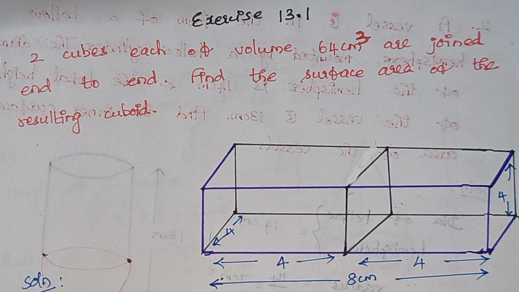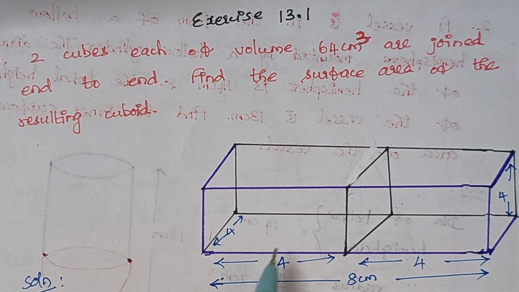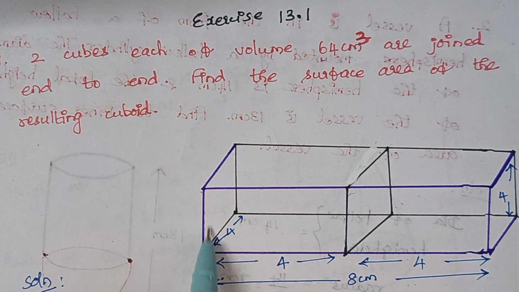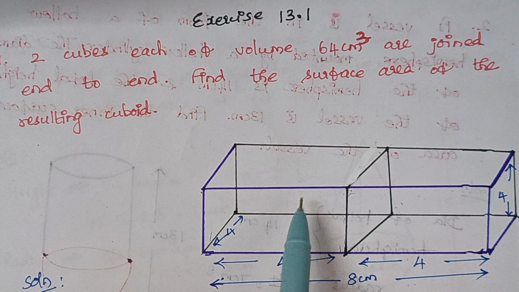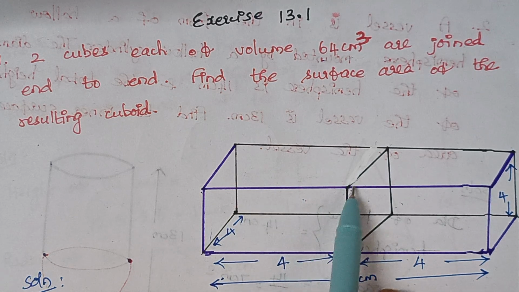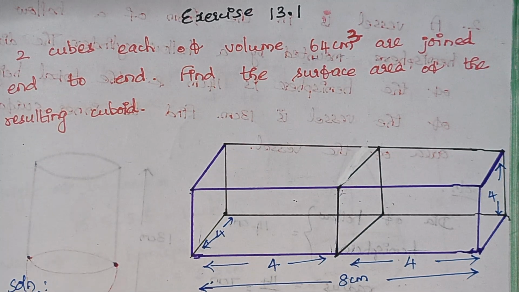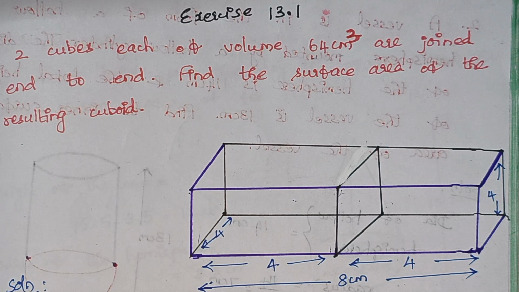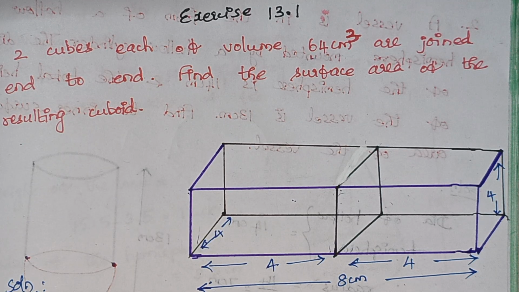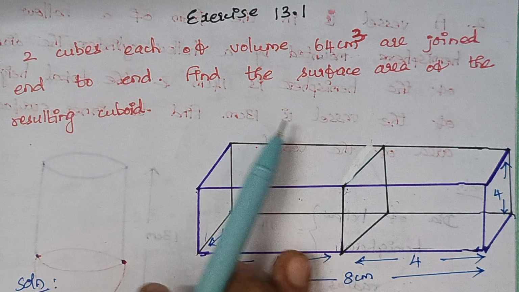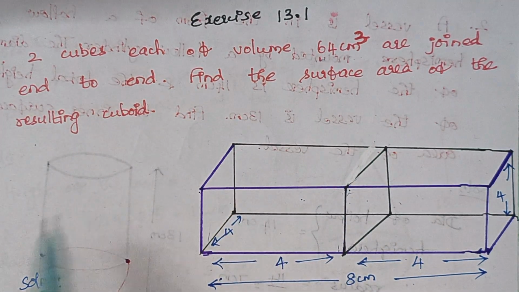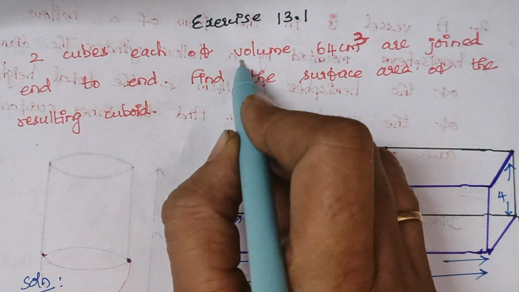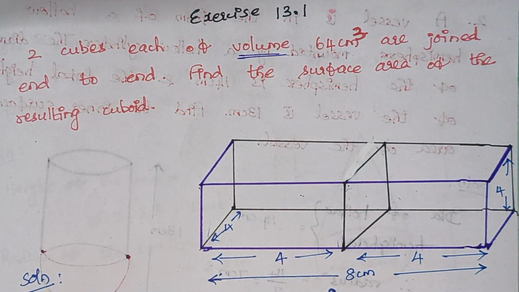Here we have two cubes, right? Let this be your first cube and let this be your second cube. These two cubes are connected end to end, that is, they are attached. We are taking two different cubes and attaching them by one side. So here we have to find the surface area of the cuboid. The given thing is that we are provided with the volume.